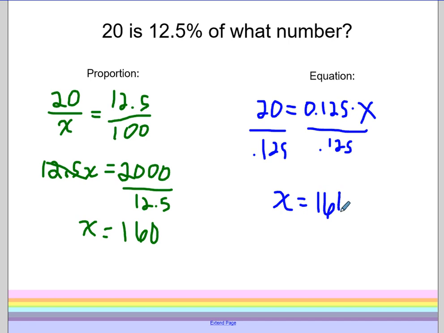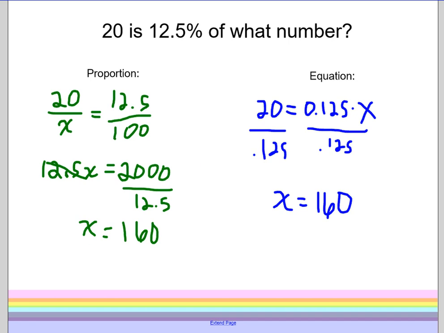I am not going to require you to do one way or another. I do want to show you both ways, so the proportion way and the equation way, and let you decide which one is easier for you. Sometimes it just depends on the question as well.